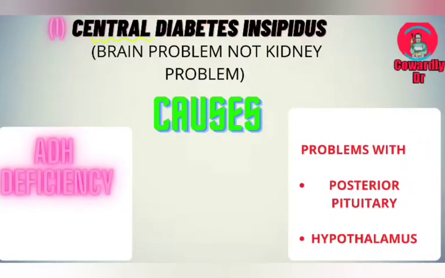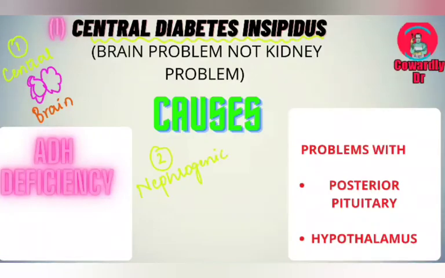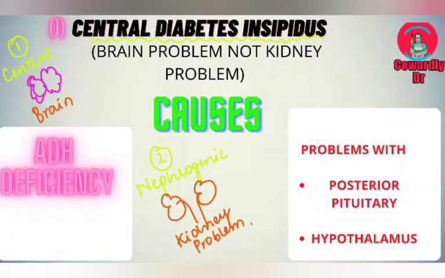Now we are gonna discuss two main types of diabetes insipidus. The first type is the central, which is due to some sort of brain problem, and the second type is the nephrogenic type. The nephrogenic type is due to a kidney problem. So whenever we hear the word diabetes, it refers to the fact that the person is doing a lot of urination.